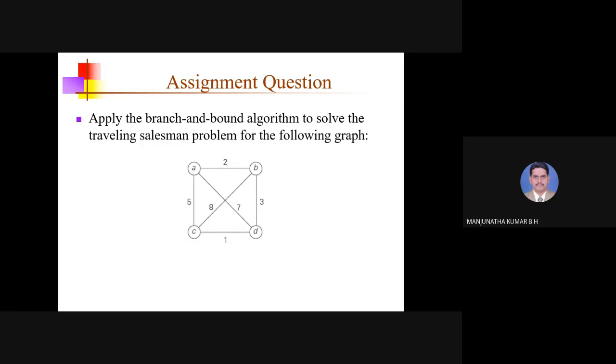Okay, this completes the last topic of unit 5. That is applying the branch and bound techniques to solve optimization problems like the traveling salesman problem, job assignment problem, or the knapsack problem.